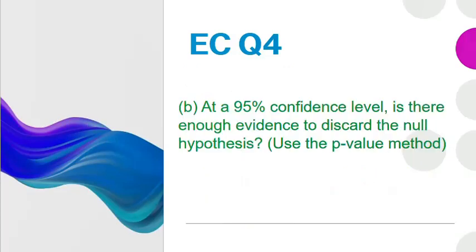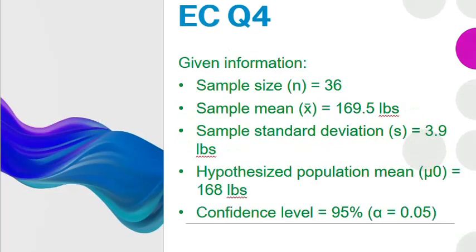So for part B, the question asks, at the 95% confidence level, is there enough evidence to discard the null hypothesis? And we are supposed to use the p-value method. So let's start off with what we are given, as always. What we are given are values for sample size n, which is 36, the sample mean, which is x bar, of 169.5 pounds, sample standard deviation or value of S is 3.9 pounds, and then hypothesized population mean or mu naught, which is 168 pounds.